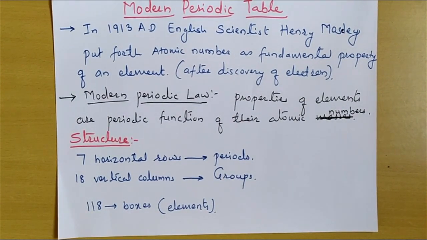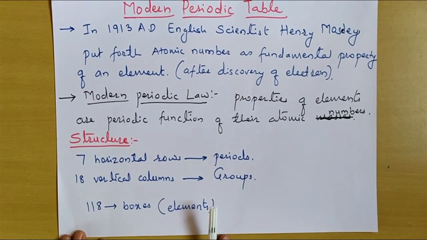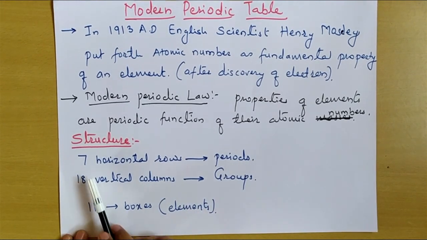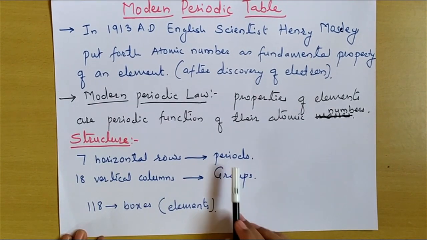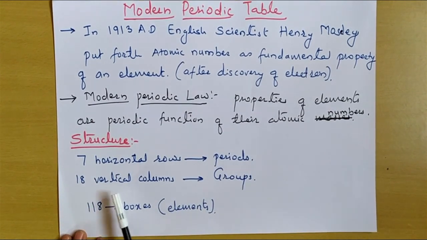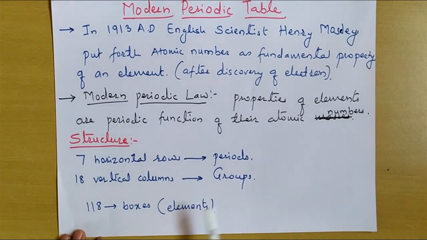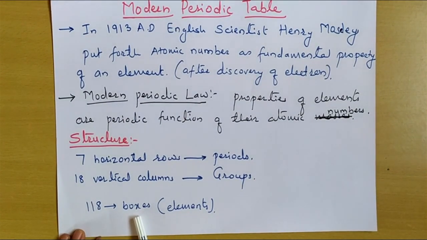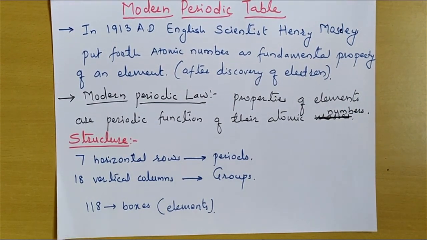Okay. Now let us see what is the structure of a modern periodic table. A modern periodic table consists of 7 horizontal rows. They are called periods, and there are 18 vertical columns. Those are called groups. In total there are 118 boxes, and up till now 118 elements are filled in the modern periodic table.